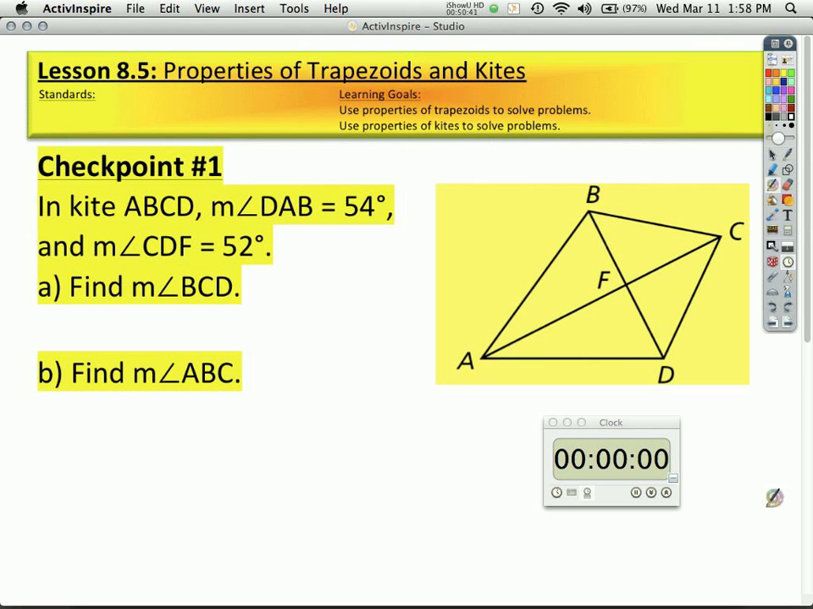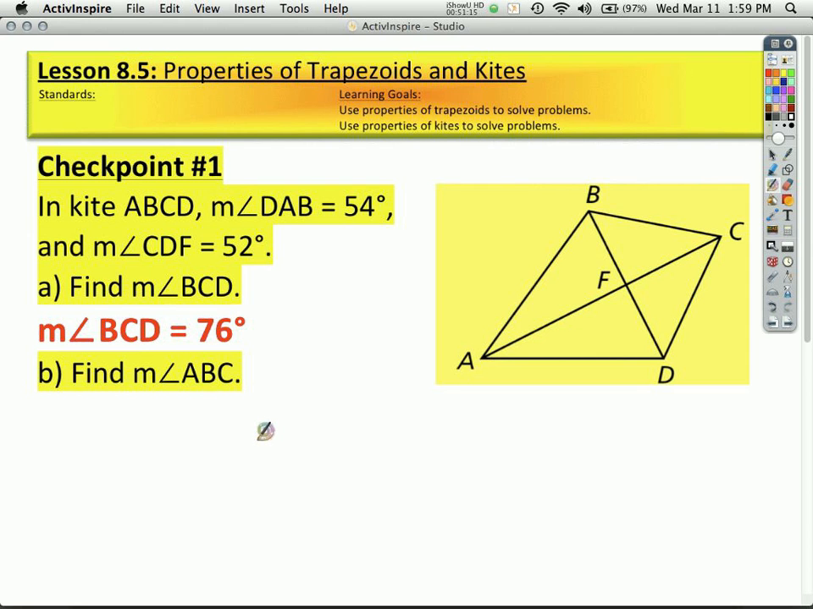All right, let's see how we did. Part A, what's the measure of angle BCD? I've got student 3, student 7, and student 4. Student number 3. Okay, student number 7 and student number 4. So 2 out of the 3 of you think that it is 76.